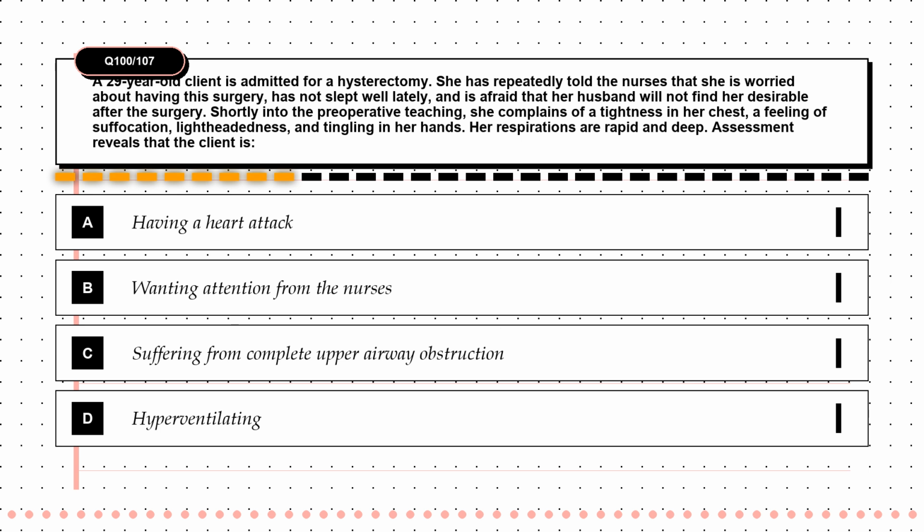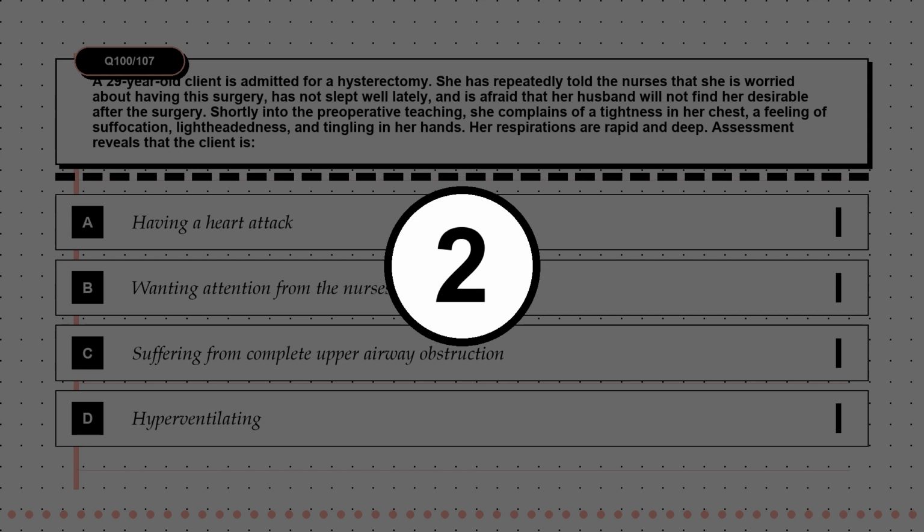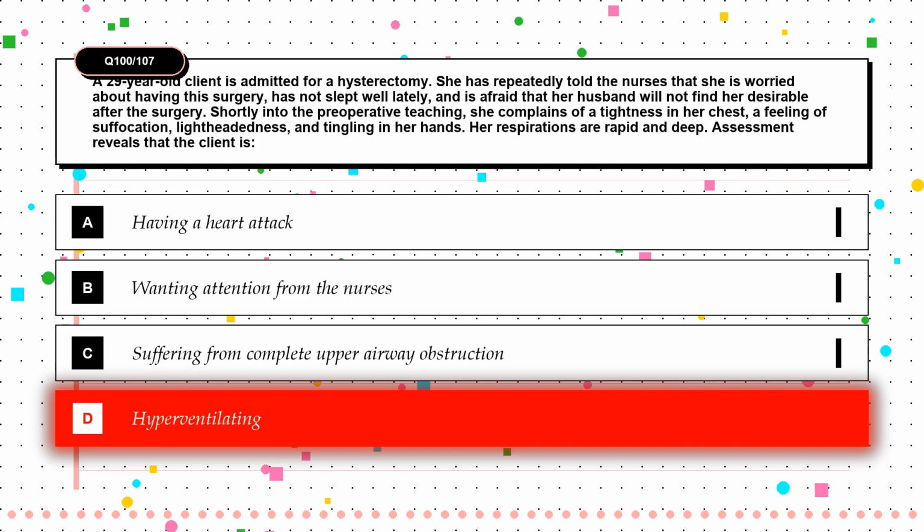Here are the options. Option A, having a heart attack. Option B, wanting attention from the nurses. Option C, suffering from complete upper airway obstruction. Option D, hyperventilating. The correct answer is option D, hyperventilating.